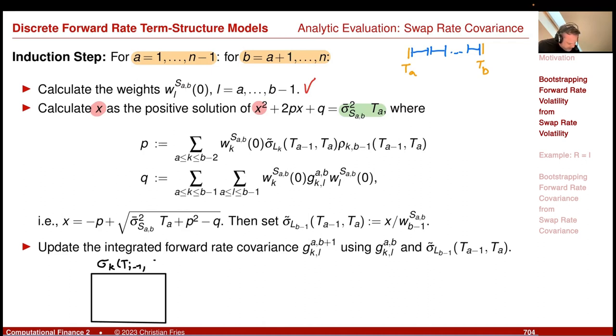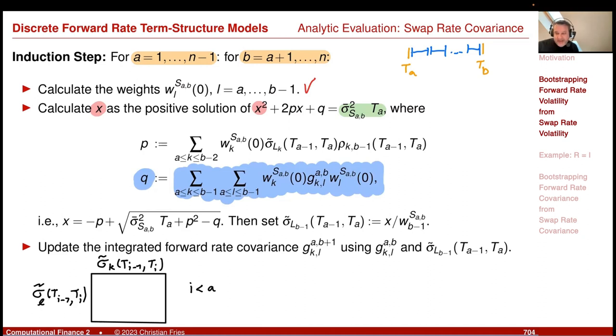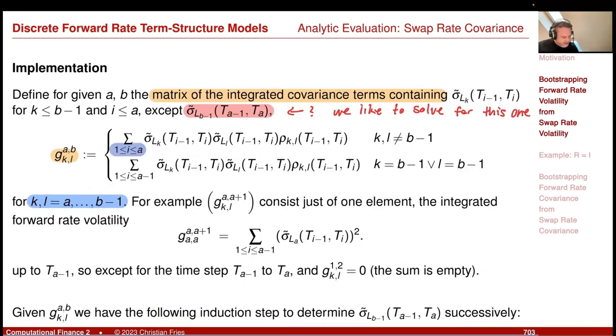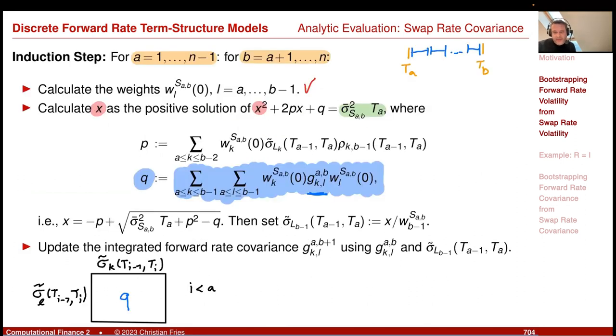If the time step is t(i-1) to ti, where i is not equal to a, then I need all covariance terms sigma k from t(i-1) to ti and sigma l from t(i-1) to ti. I need them, so I integrate these up to time TA minus 1. These are all the previous forward rates, all the guys that are here in my little G. So this here is the Q, all the guys where the forward rate for which I'm solving is not part of this expression.